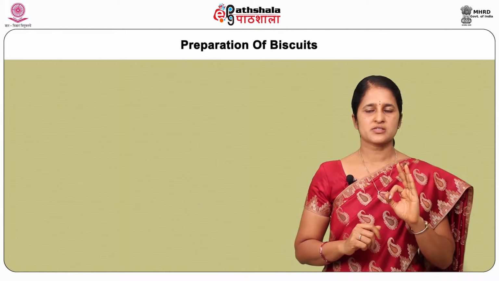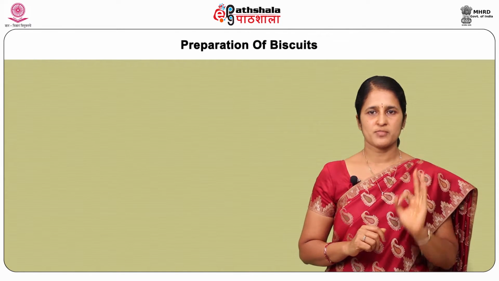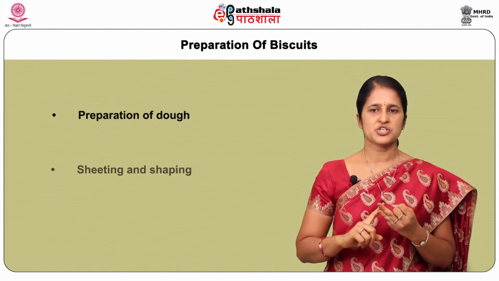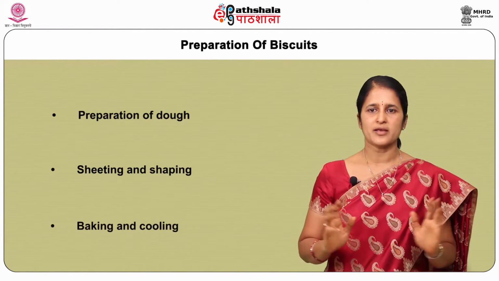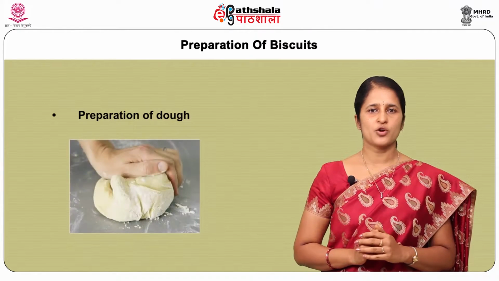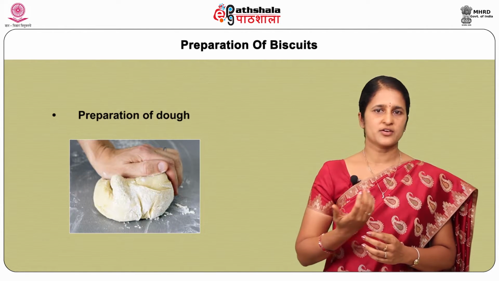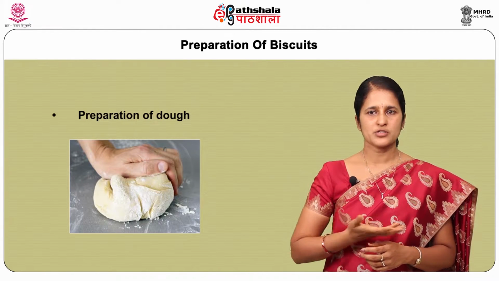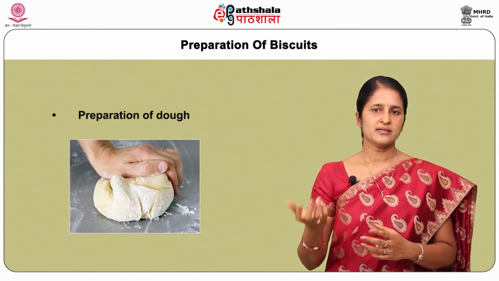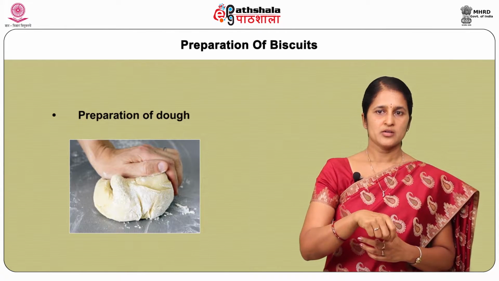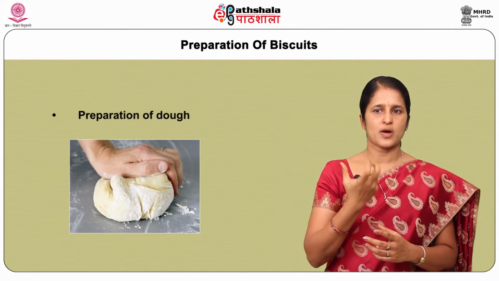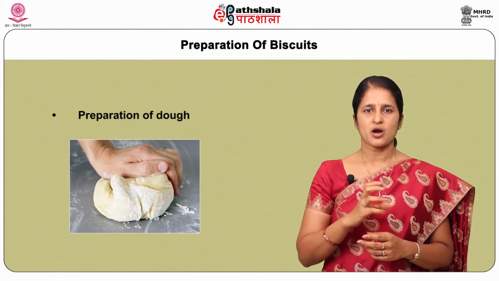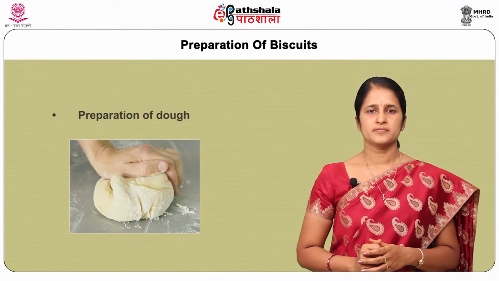There are 3 steps that are followed in the preparation of biscuit, that is preparation of the dough, sheeting and shaping, and baking and cooling. In the preparation of dough, first we have to scale the dry ingredients, sift refined wheat flour and baking powder together, then add the creamed fat and sugar to make a soft dough. If necessary, we can add water or milk according to the dough consistency.